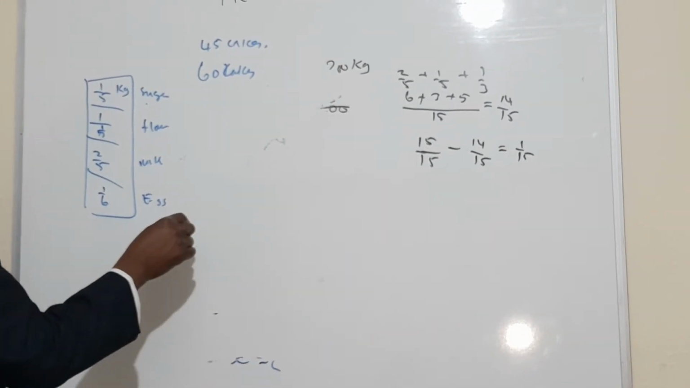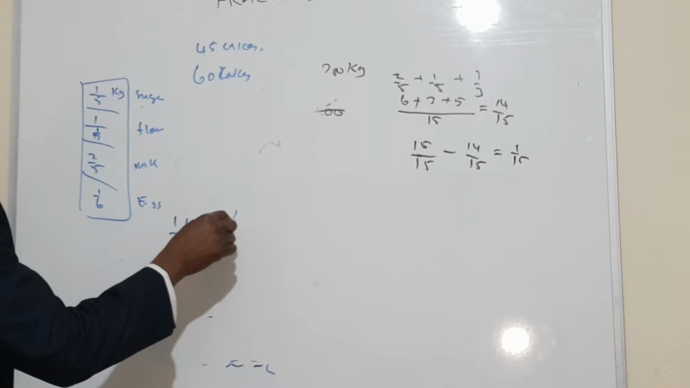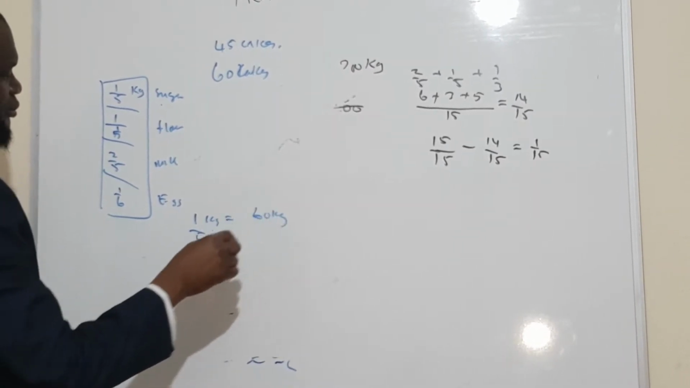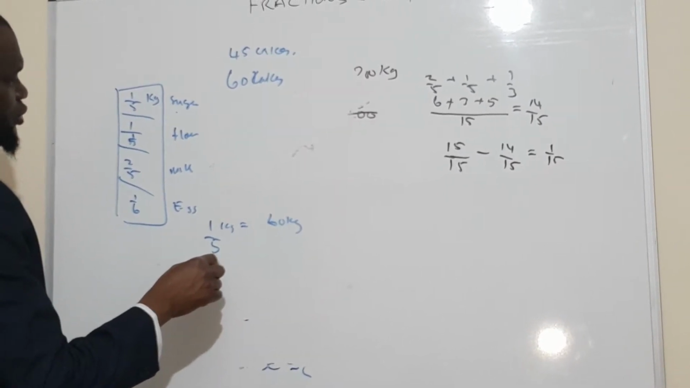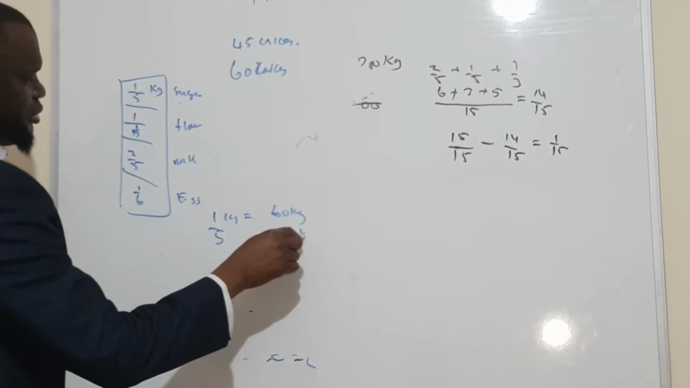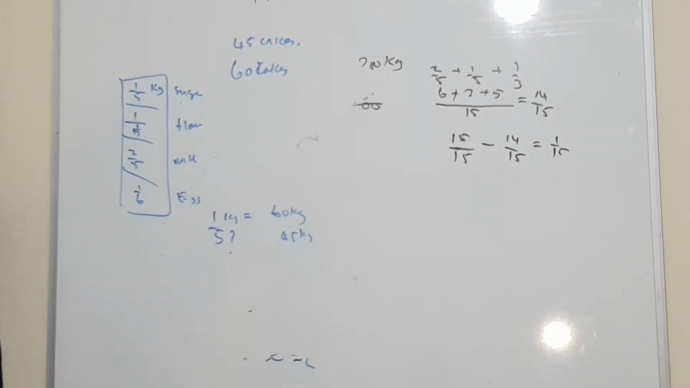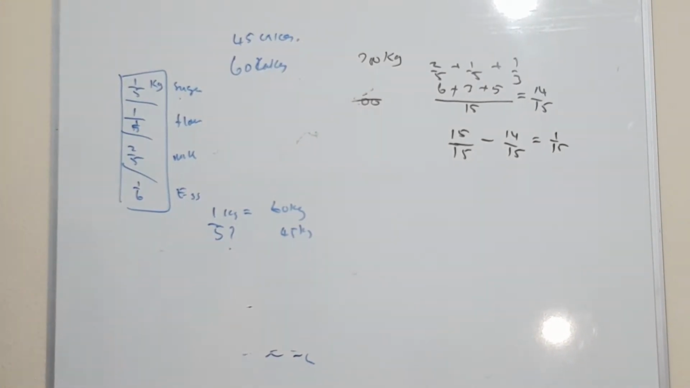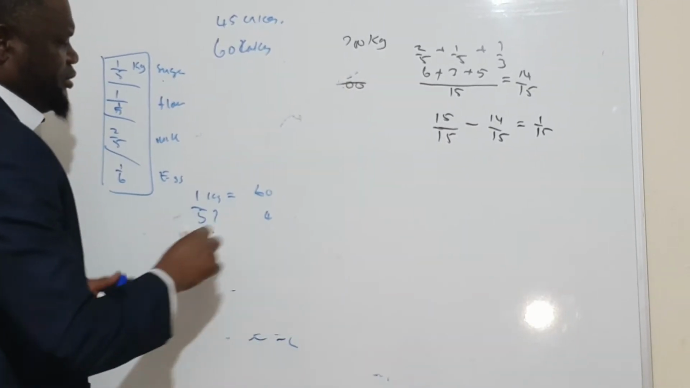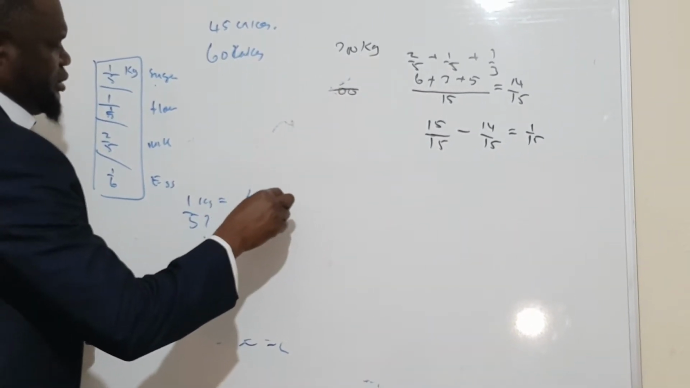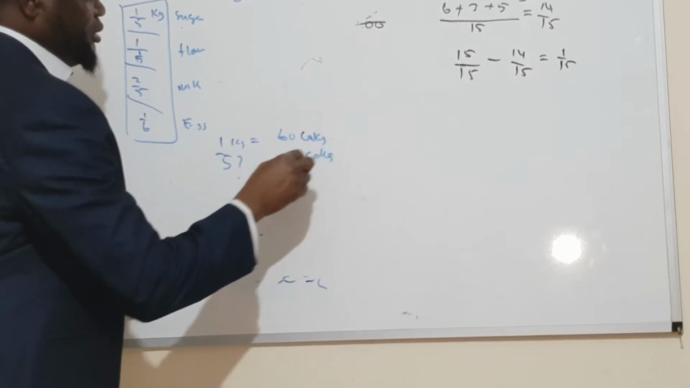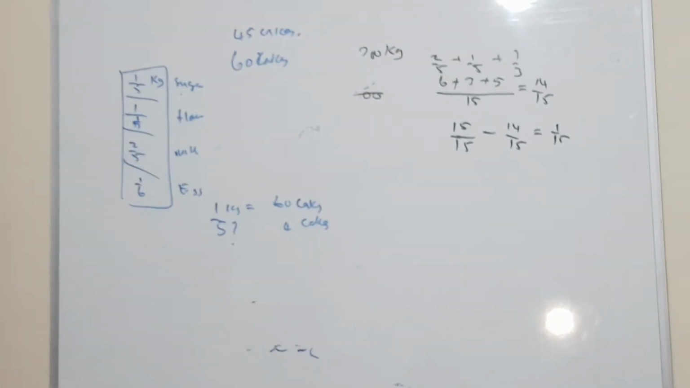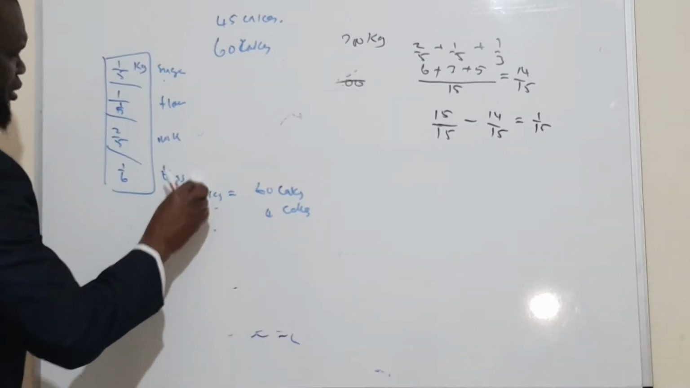45 over 1. K is equal to 60 cakes. Okay? So 45 will be how much? Cakes. Sorry, cakes, not kilogram, cakes. You got me, yes, cakes. This will involve mathematics in it. This will involve division in it.